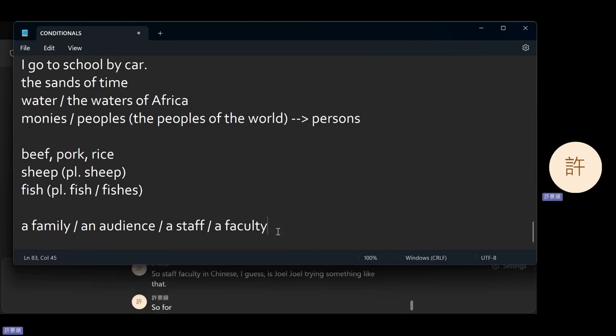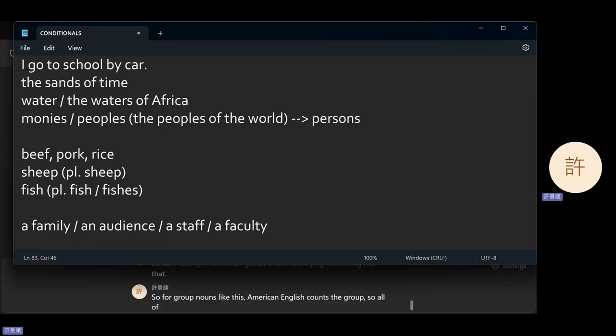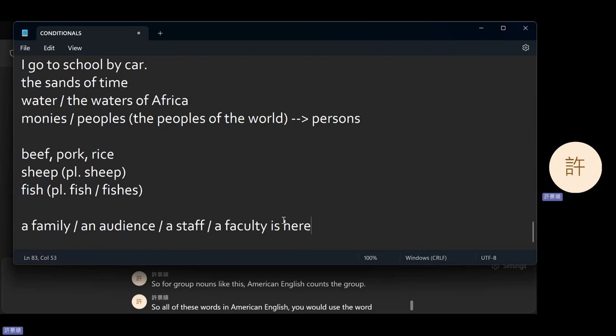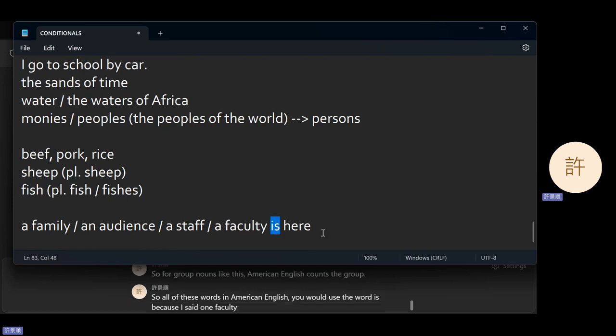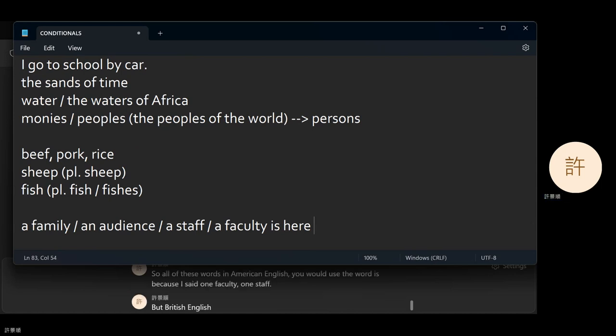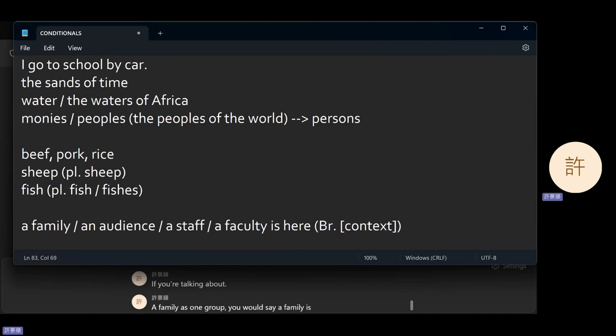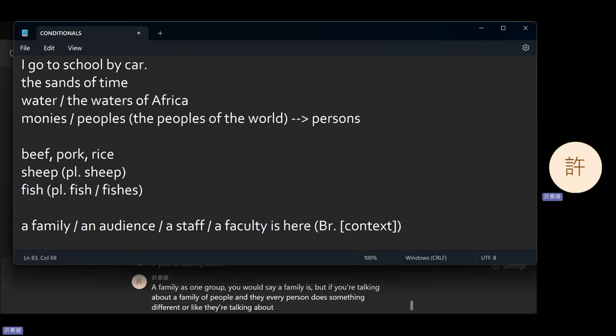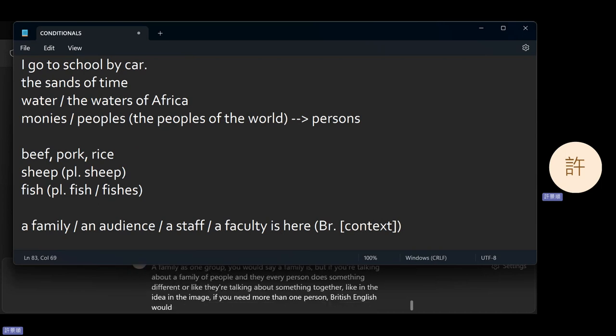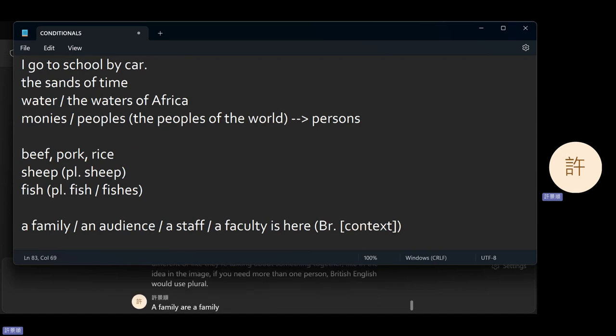So for group nouns like this, American English counts the group. So for all of these words in American English, you would use the word is, because I said one faculty, one staff. But British English depends on the context. If you're talking about a family as one group, you would say a family is. But if you're talking about a family of people and every person does something different, or they're talking about something together, if you need more than one person, British English would use plural, a family are. A family are talking about where to go on vacation.